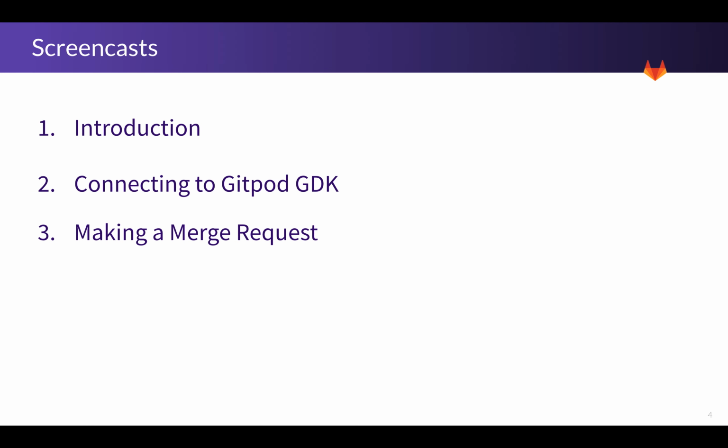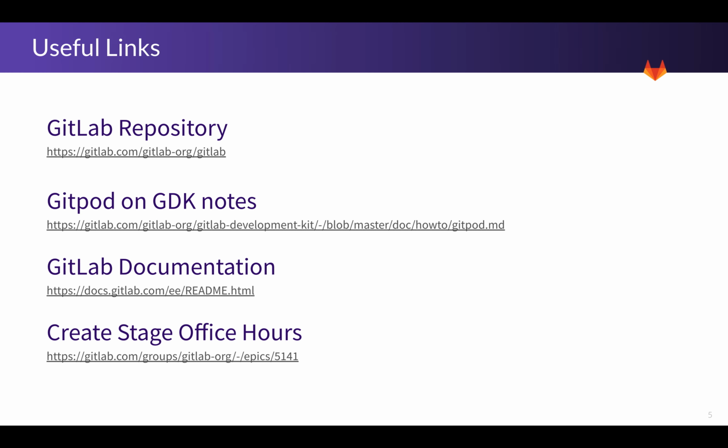There's 3 short videos in this series. This one, the introduction. In the next video, connecting to GitPod GDK, we will connect to GitPod for the first time and authenticate against your GitLab account. We'll do a tour of the GitPod interface. And in the final video, we will make a change to the GitLab source code and submit a merge request for review. Before we start looking at the interface, here are some useful links.